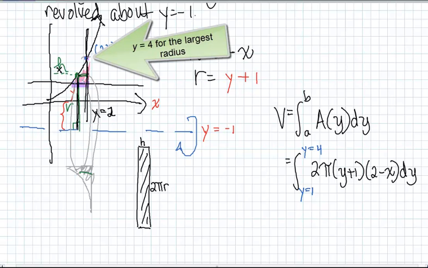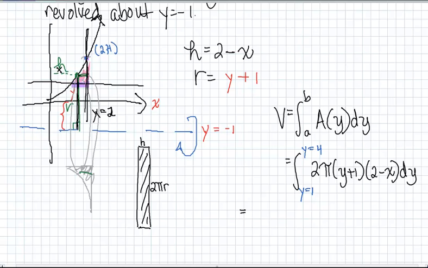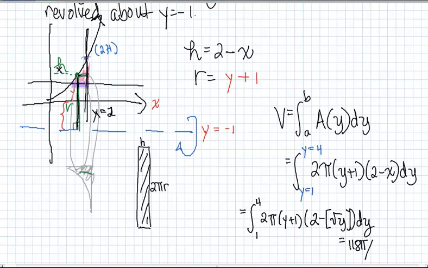So let's rewrite this a little bit so that we have everything in terms of y. This is going to go from 1 to 4, 2 pi times y plus 1 times 2 minus, and our function is going to be square root of y, and then dy. And for those of you that are interested to work this out, this is actually 118 pi over 15 units cubed.